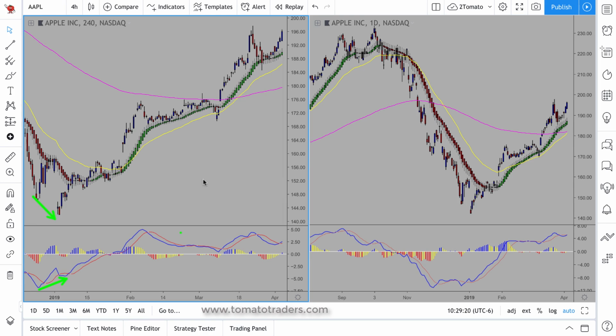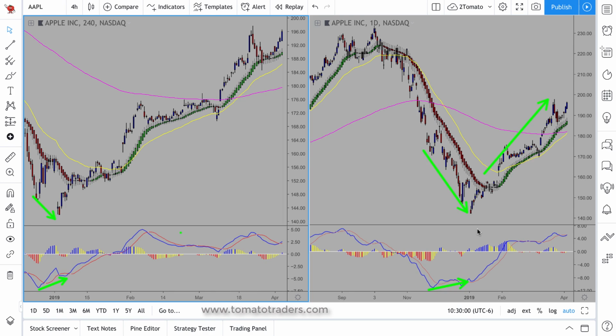Now, that's on a 4-hour chart. Now let's look at Apple over here on a daily chart. Price was continuing to go lower through here, right? And the MACD was what? Going higher. And then we had this big reversal. That's all we're looking for in buy trades. Are the MACD and price going the opposite direction? There you go. That's a buy trade.